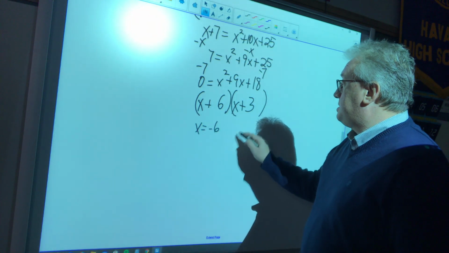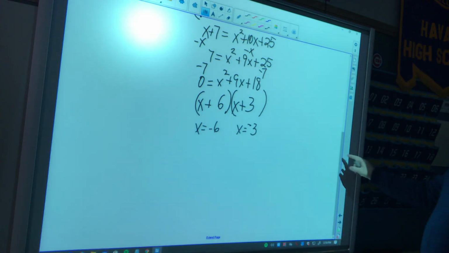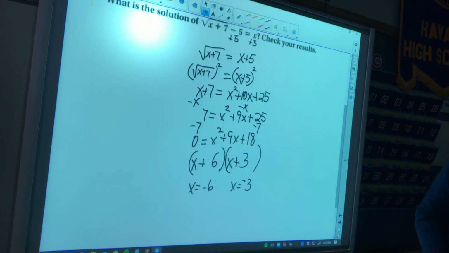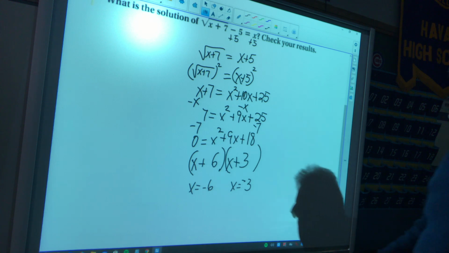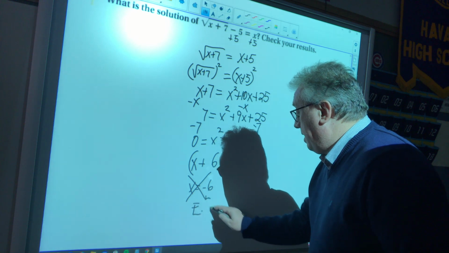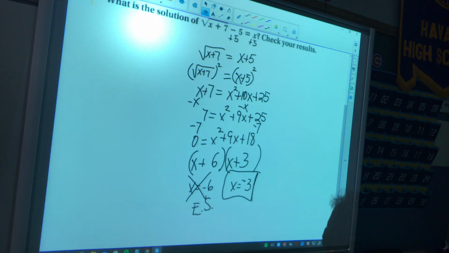x equals -6, x equals -3, okay? So, we've got x equals -6, x equals -3. If we substitute those back in, we have to see if we get an extraneous solution, okay? And when we put -6 in, we find out that that doesn't work. So that is an extraneous solution, and -3 is our only true answer in this case.